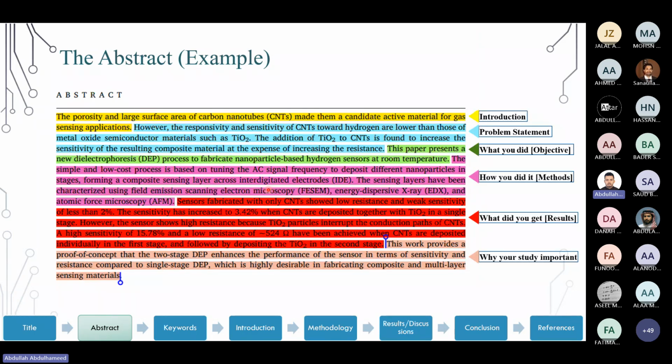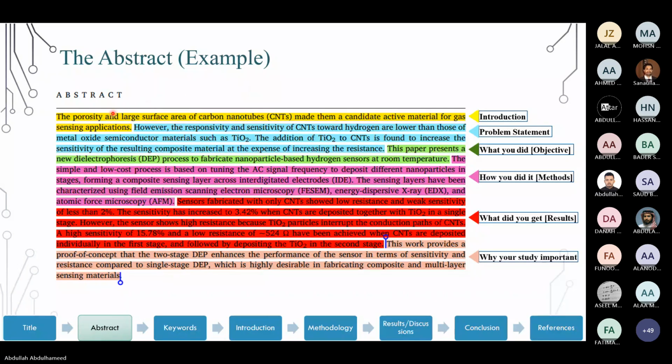Okay, now let us have an example of an abstract. This is an example. This is one of my papers. I put it here because it will be very easy for me to explain to you. So here on the right side, I highlighted each one of these contents of the abstract. In the first one, I put an introduction. This paper is actually about carbon nanotubes to be used in gas sensor applications. So I use carbon nanotubes in a gas sensor. Okay, so this is what my paper is about.